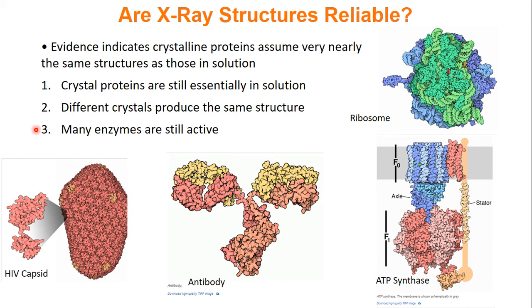3, you can take a lot of enzymes that are in crystals and they will still perform their chemistry, which means that they must be in their active conformation. To show you some structures we've got from X-ray crystallography, here's HIV capsid, here's an antibody, ATP synthase, and the ribosome were all discovered using this method.